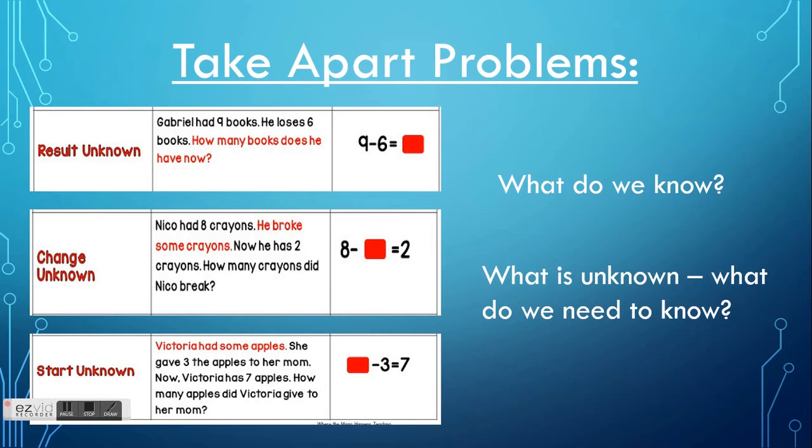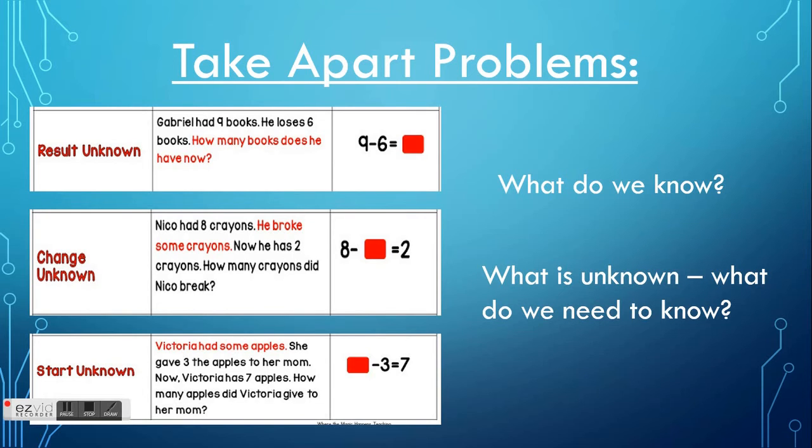All right, so back to parents. The next type of problem is a take-apart problem. You have the same 3 kinds. You have result unknown, the kind of basic subtraction. You have 9 books, lose 6 of them. How many do you have?